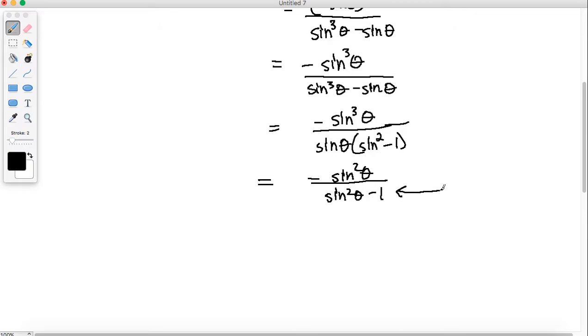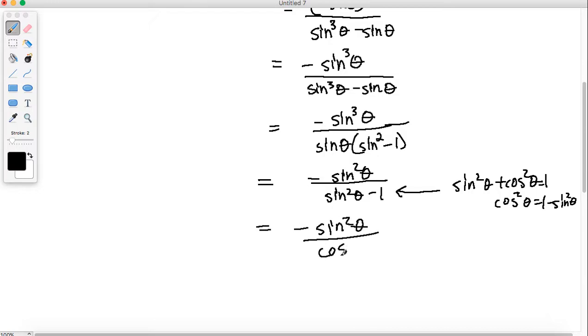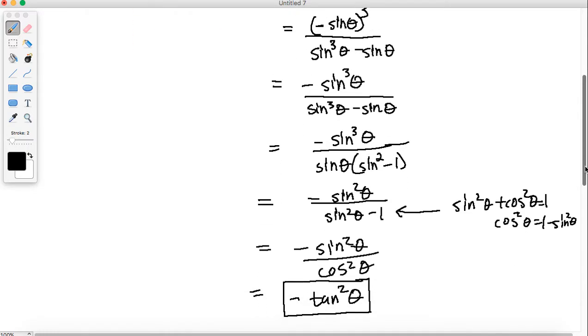If I look here, this fits my Pythagorean identity, right? The only difference is if I subtract sine squared from both sides, I get cosine squared of theta equals 1 minus sine squared of theta, right? And so I could rewrite the numerator as a negative sine squared of theta, and I can write the denominator as a cosine squared of theta. And if I use my quotient identity, I know that sine theta over cosine theta equals tangent theta, so this would be a negative tangent squared of theta, right? Usually when we simplify these things, I want to end up with a single expression, and that's what I've ended up with here, okay?